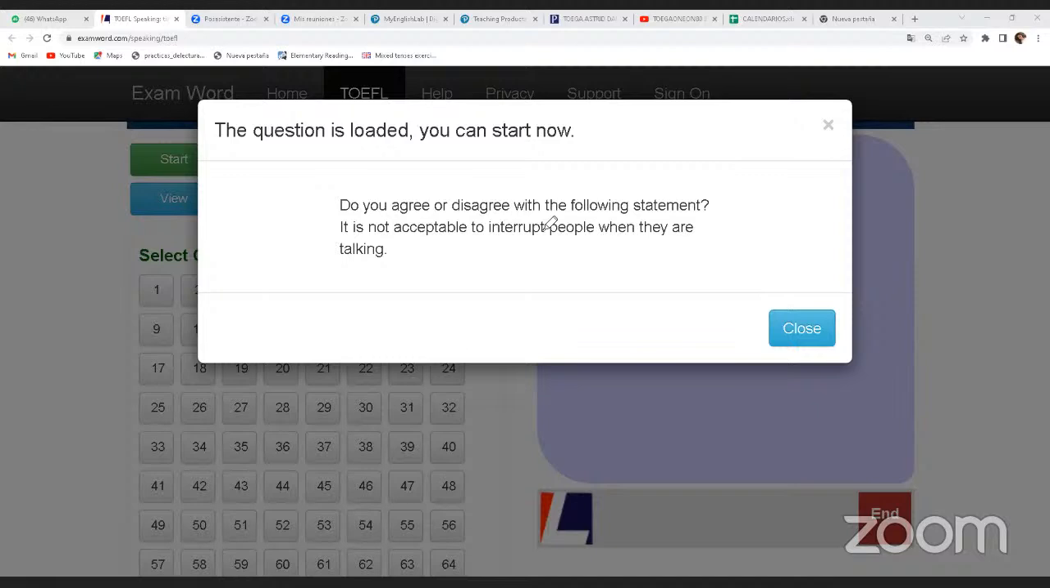I disagree with the following statement that it isn't acceptable to interrupt people when they are talking, because I think my opinion is to be respectful. So it's rude to do it, right? From my point of view, it's rude. So when people interrupt me, then I suddenly forget my ideas. So I lost the timeline, and then, okay.